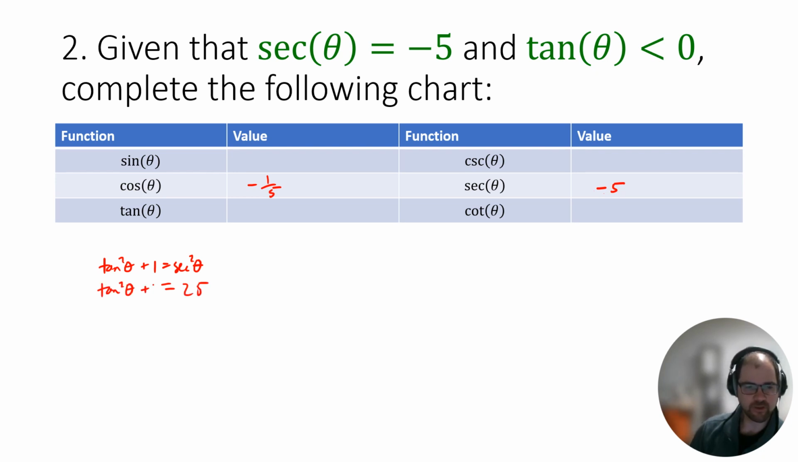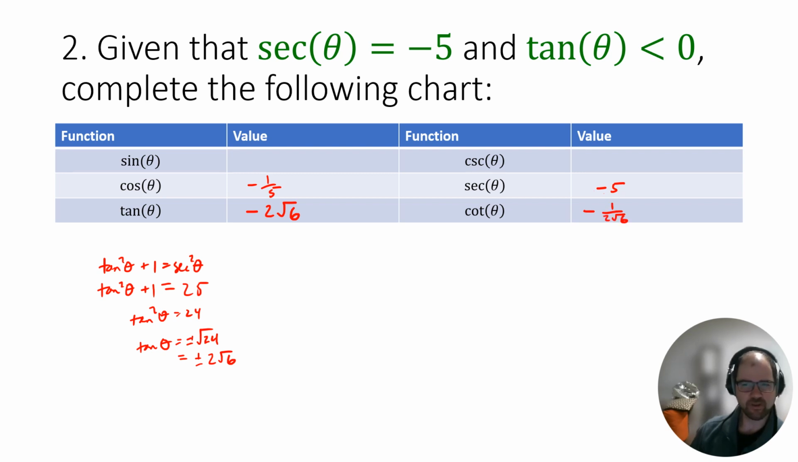So tan squared theta plus 1 equals 25. Tan squared theta equals 24. Therefore, tan theta is plus or minus root 24. I can factor a little bit out of that and call that plus or minus 2 root 6. Tangent of theta is negative, so I'm going to go ahead and select minus 2 root 6. Cotan is 1 over that. Therefore, that is minus 1 over 2 root 6.